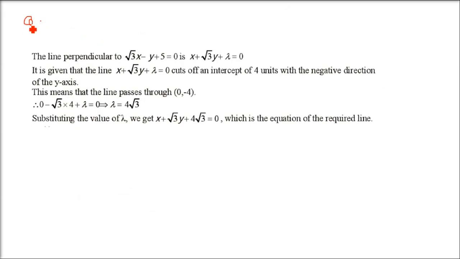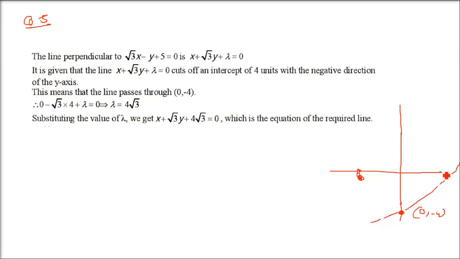Now this is question number 5. Find the equation of a line which is perpendicular to the line root 3x minus y plus 5 equals 0 and which cuts off an intercept of 4 units with the negative direction of the y-axis. The negative direction of the y-axis. I'm so sorry, this is on the y-axis, so the negative side is (0, minus 4), and since it is the y-axis, x is 0.